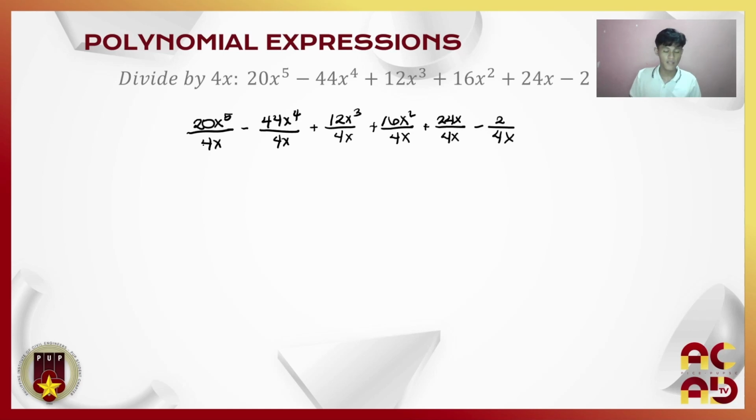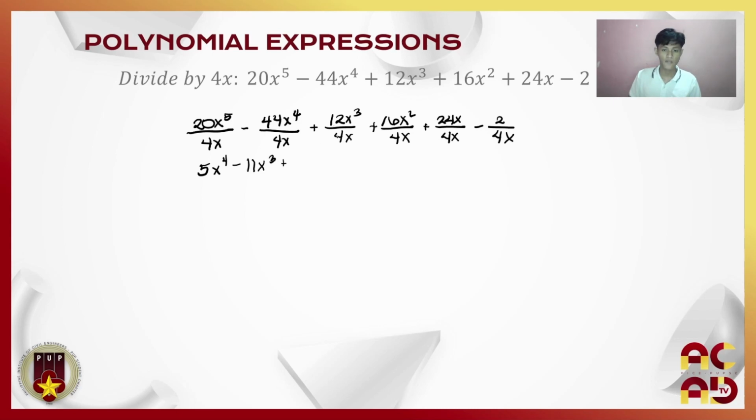So, 20 divided by 4, the coefficient becomes 5. And then, x raised to 5 divided by x. So, the exponent will be subtracted according to the law of exponents. So, it becomes x raised to 4. Now this one, 44 divided by 4, becomes 11. And then x raised to 4 divided by x, 4 minus 1, becomes x cubed.